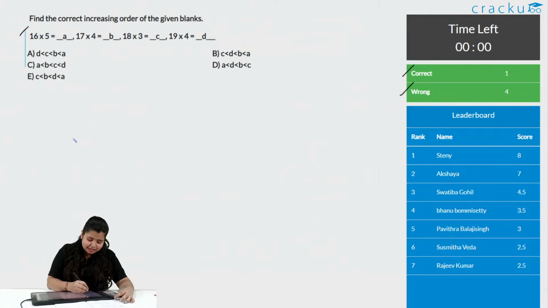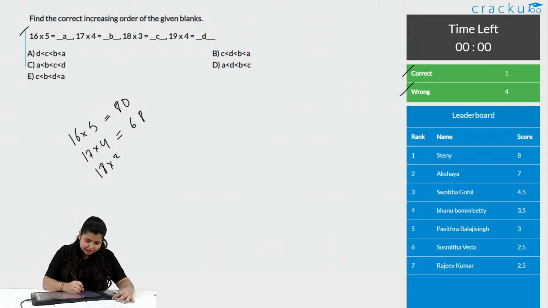Chalo, it's very simple. It's just again a table based question. 16 into 5 is 80. 17 into 4 is 68. Let us see, Nancy, what is the answer. 18 into 3 is 54 and 19 into 4 is 76.